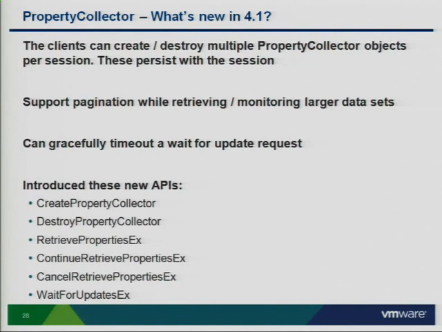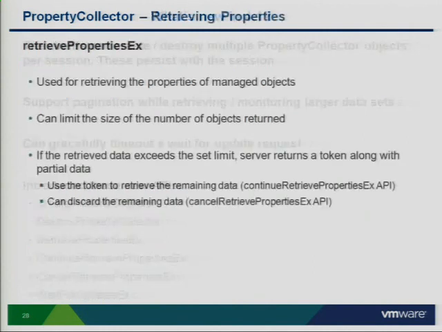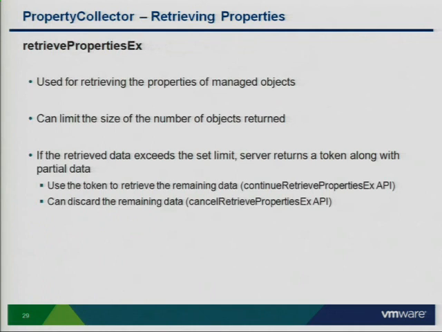The biggest benefit of creating multiple property collectors is you can have multiple threads. Always remember this, the rule of thumb is one property collector, one thread when you're doing wait for updates. Now, RetrieveProperties EX, this is where you can specify pagination, you can limit the size of the returned data and stuff like that.